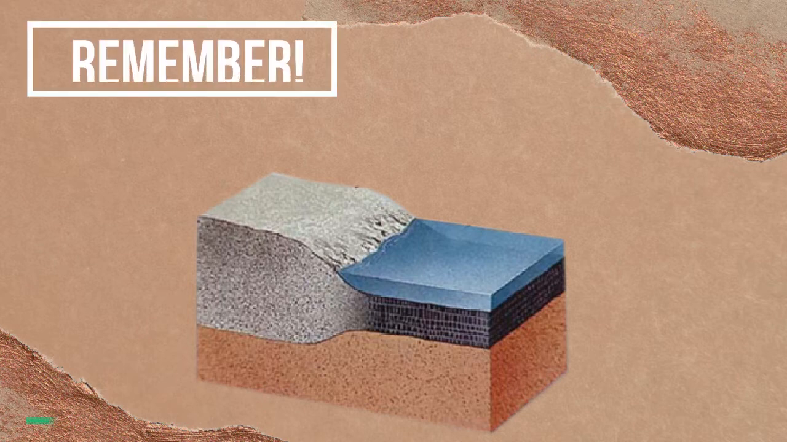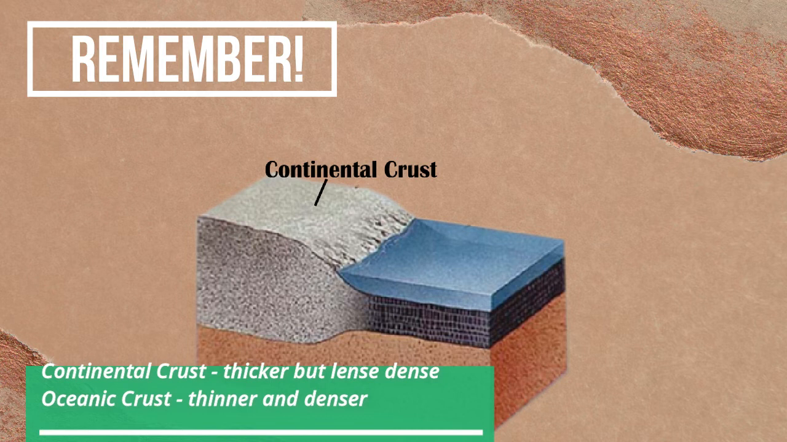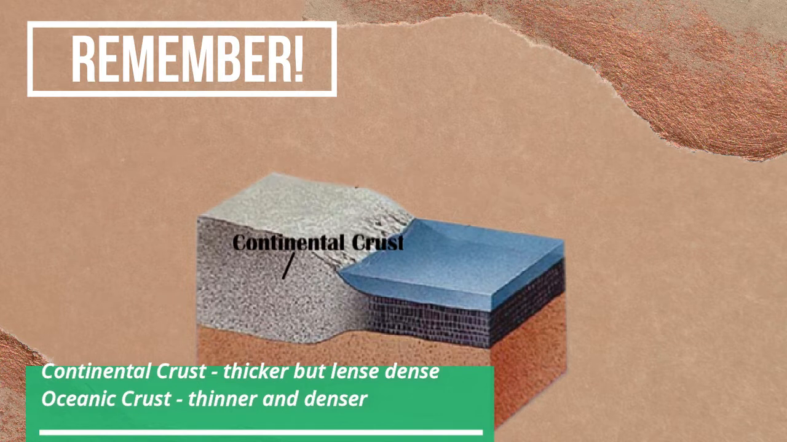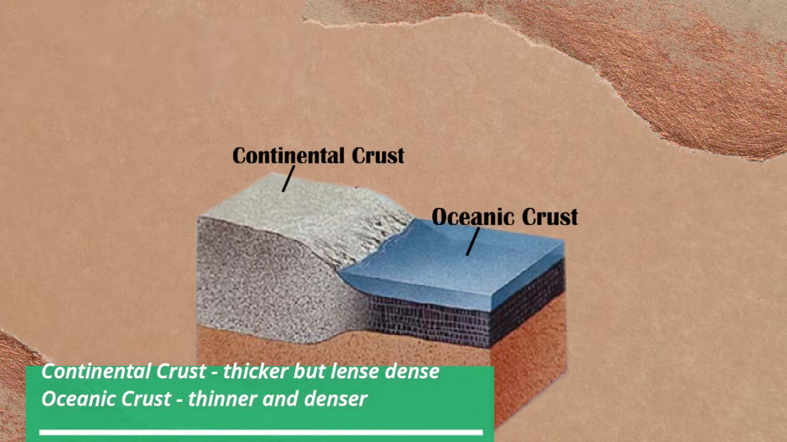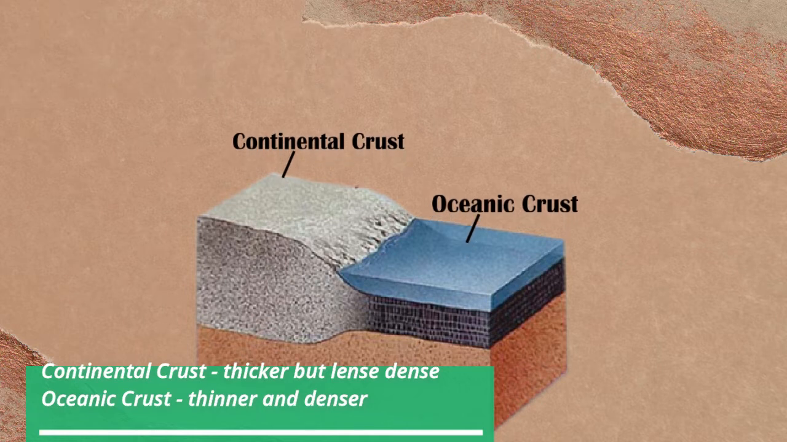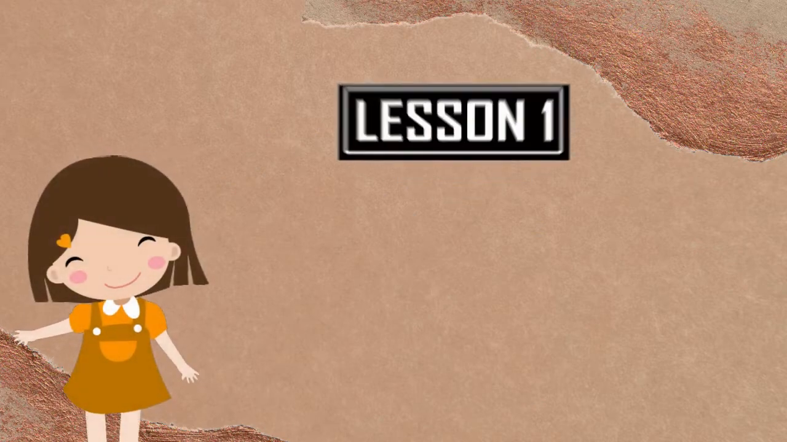Remember that there are two types of crust: the continental crust, which is thicker but less dense, and the oceanic crust, which is thinner and denser. This idea about crust is very important to help you understand the geologic processes occurring along the plate boundaries.